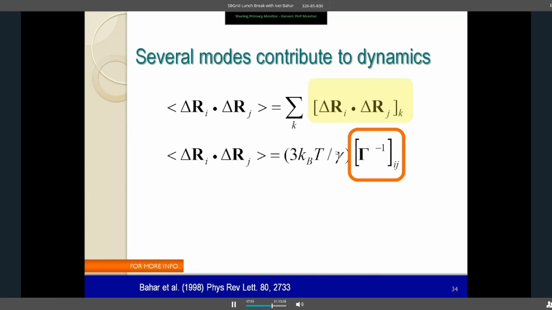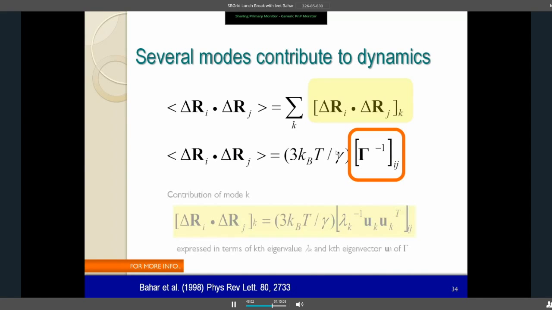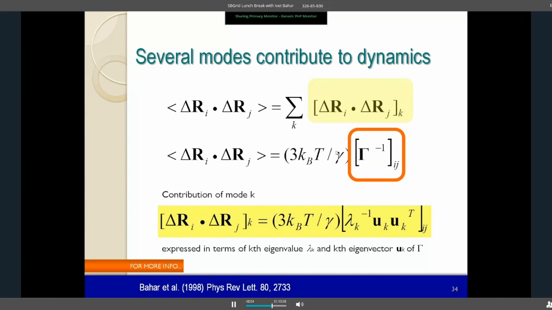Now, it is possible to decompose by eigenvalue decomposition. You can write this matrix as a sum of matrices, each weighted by this inverse eigenvalue and represented by the eigenvectors. So in this way, we can extract the contribution of the slowest or softest modes, and that is very important because now we are removing, if you like, the high frequency motions and focusing on the most cooperative events, and we have been correlating these things to function.